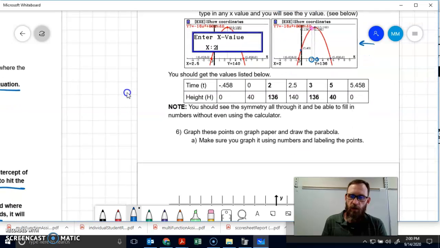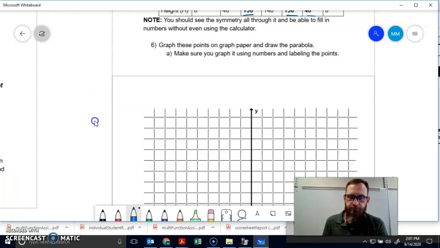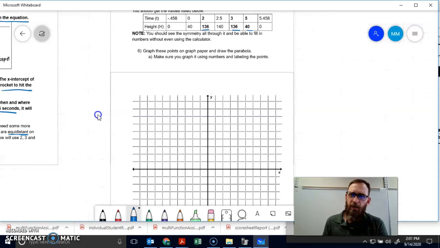Now you can see my final table here. It's my 4 key points, not bolded, and then the 3 additional points I just found that are bolded. And then we're going to graph this. So let's go ahead and make our graph. Let me zoom out a little bit so I can see it. I need to get up to 140, so obviously, even 10s won't get me there. I'm going to go by 15s.